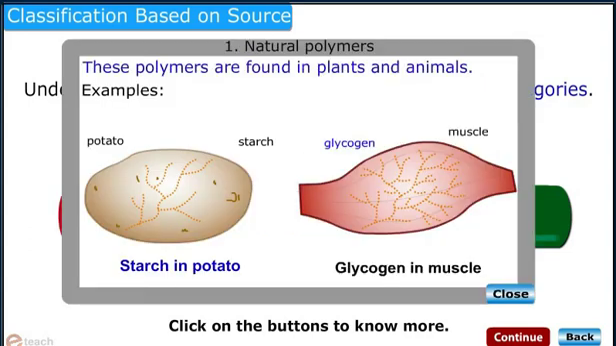Natural polymers. These polymers are found in plants and animals. For example, starch found in potato and glycogen which is found in our muscles.